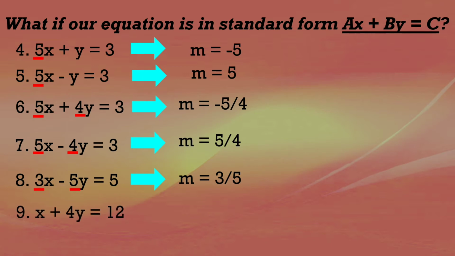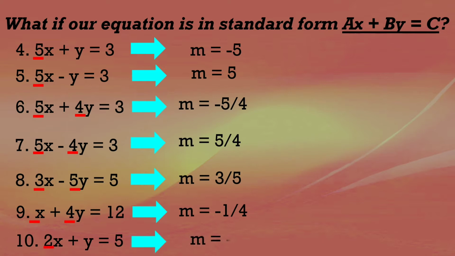Okay, number 9. X plus 4y equals 12. So, ang slope niyan ay negative 1/4. Kasi ang katabi ni x ay invisible 1 at dahil positive yung ating y, kukunin natin yung opposite sign ni 1. So, magiging negative 1. Tapos, yung katabi ni y, which is 4, magiging denominator. Kaya, nagiging negative 1/4. And number 10, 2x plus y equals 5. So, positive ang ating y, wala siyang numerical, so wala tayong denominator. Kukunin lang natin yung opposite sign ni 2. Kaya magiging negative 2 ang ating slope.